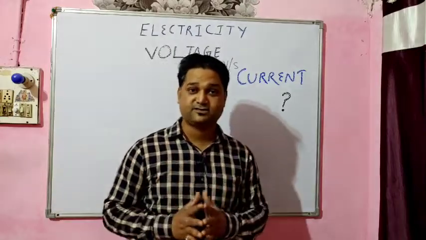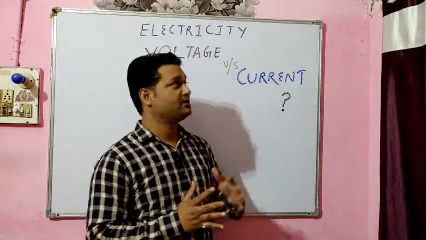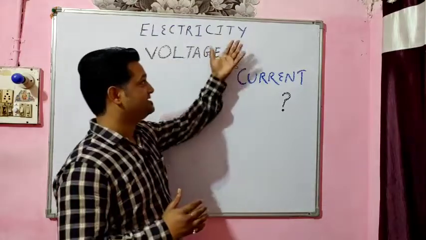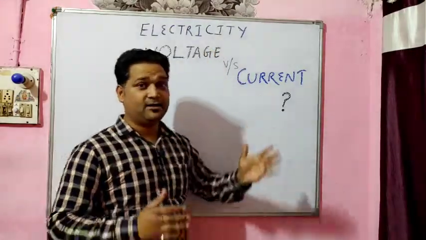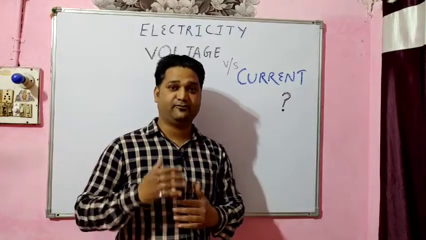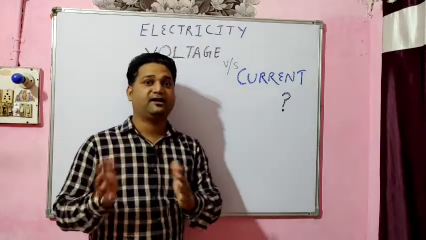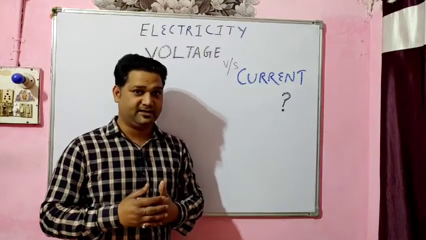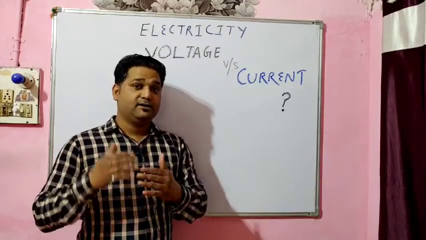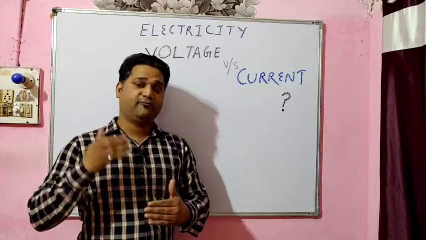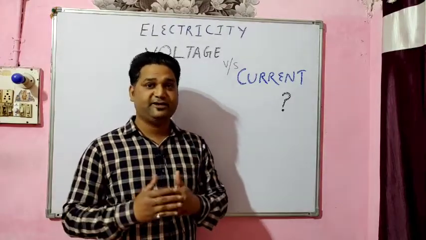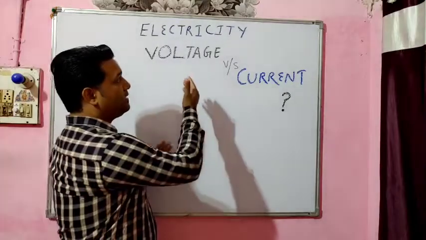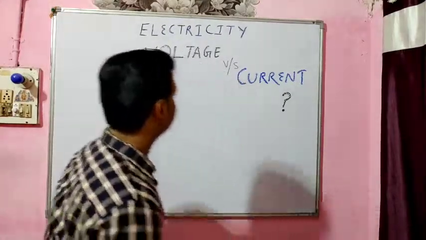So in today's topic, we are going to discuss electricity, and the main topic behind electricity is voltage and current. What is the basic difference between voltage and current, how are they different from each other, how are they dependent on each other, and what does a voltmeter do, what does an ammeter do? In this video we are going to discuss that. Now let's proceed with the topic voltage and current.